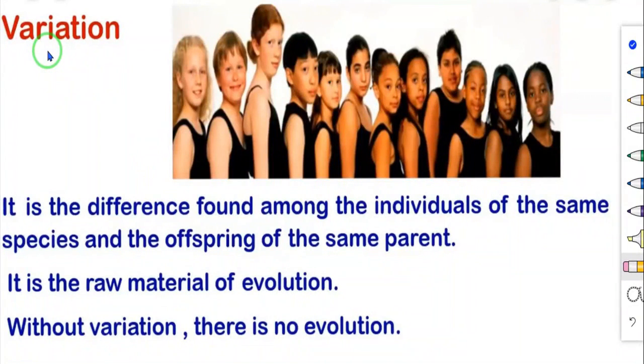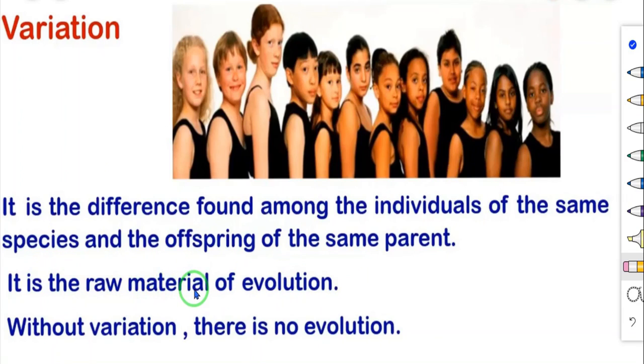Variation. Variation is the difference found among the individuals of the same species and the offspring of the same parent. Now you see this diagram, whether all the persons are the same. No, totally different. We can find out the variations easily. It is a raw material of evolution. It is the basic material. This variation is the basic material of evolution.